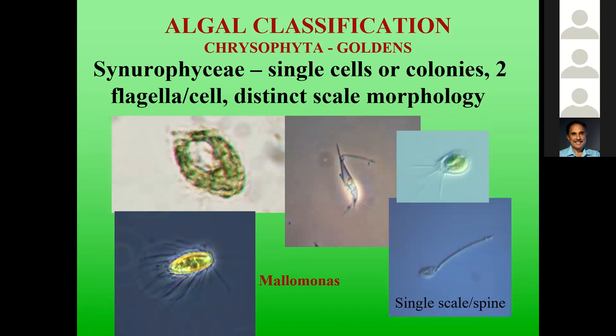And then the single cell member of that group that's most common, Mallomonas. And again, they're pretty distinctive. They're often woolly like this with some filaments. Sometimes it's only off one end. Sometimes they have these really weird shapes to them with extra spines. And again, there's the big vacuole in the middle. Not too hard to pick out. And there's a single scale, much higher power.